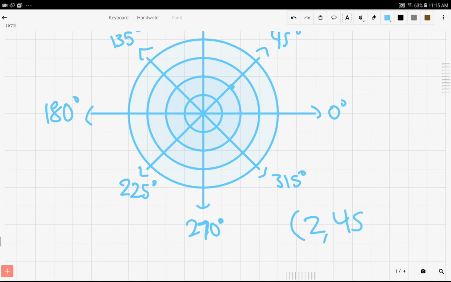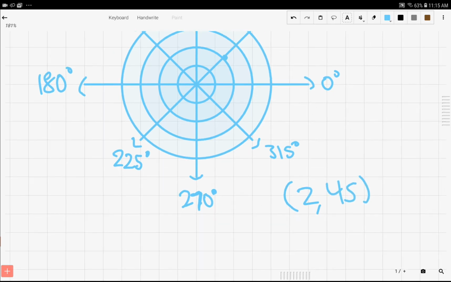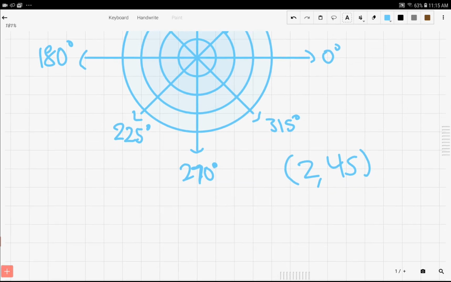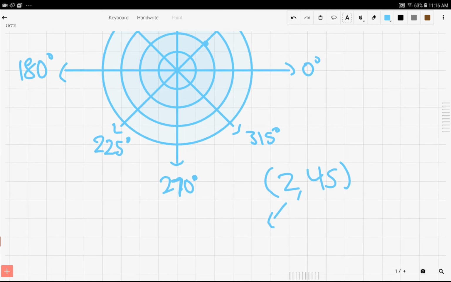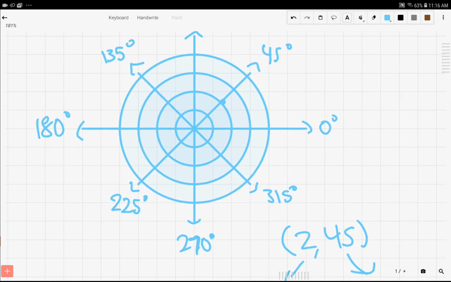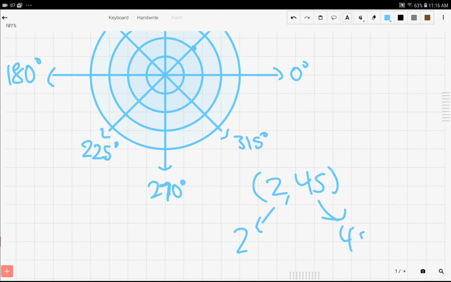That point would be expressed as (2, 45°). Now, why do we express it as 2 and 45 degrees? Well, 2 is the distance from the point to the origin, and 45 is the angle right here. So we write it as (2, 45°).